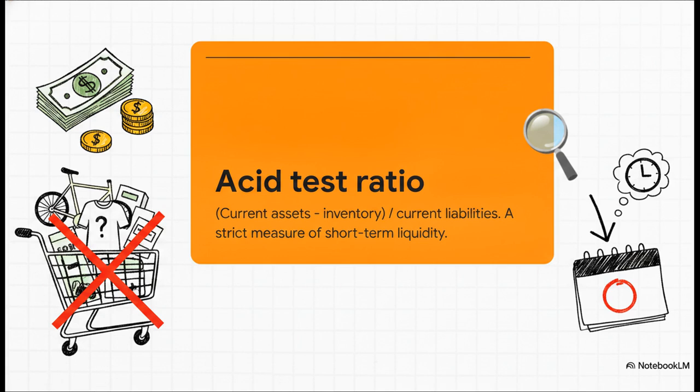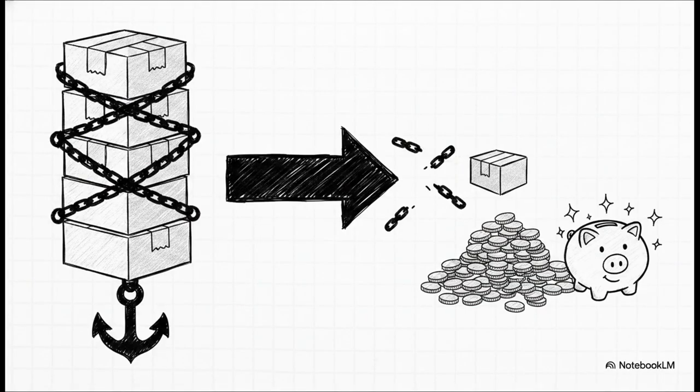Therefore, we always subtract inventory from our current assets before we divide by current liabilities. It helps to think of JIC inventory like a giant financial anchor weighing down your business. Holding high levels of stock drains your working capital, and because that inventory doesn't count in the acid test, your immediate liquidity looks pretty weak on paper.